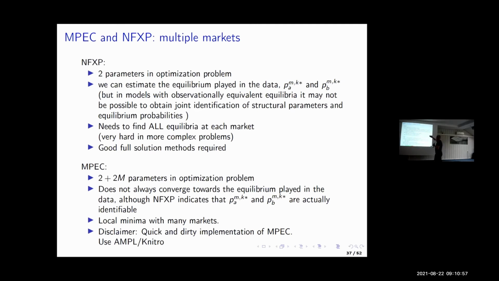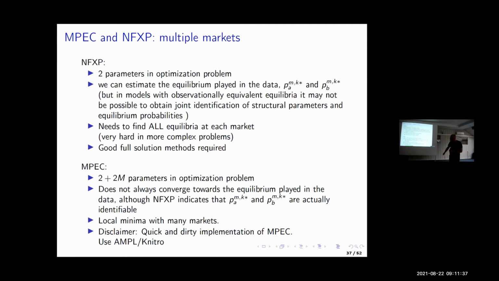But then, for NFXP, you need to find all the different equilibria. That's a difficulty here, and can we really do that? For MPEC, we have problems with local minima when you have many different markets, because given a sample size, you're slicing it across different markets. You don't have at each of the separate markets as many observations to estimate precisely these choice probabilities.